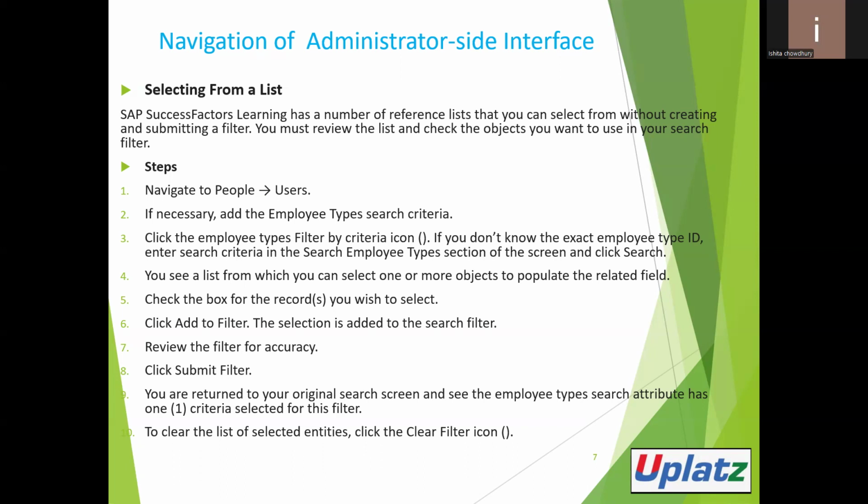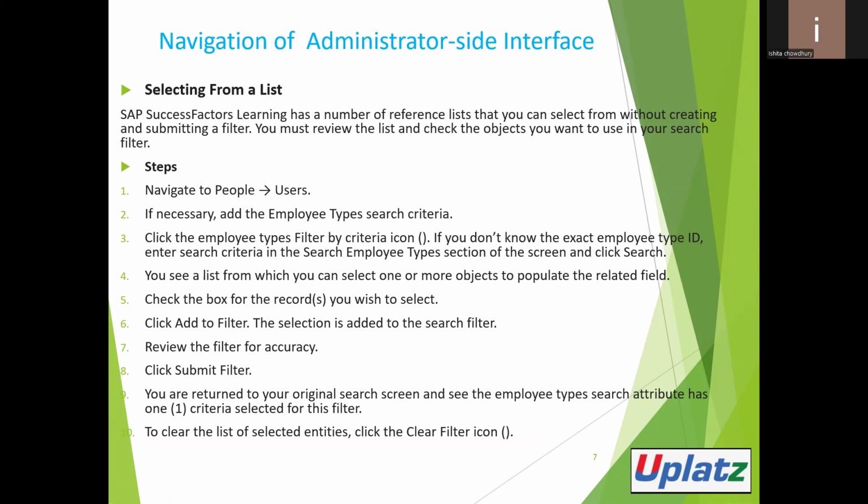So what happens? Use the employee type search criteria, right? Employee type filter by criteria icon. If you do not know the exact employee type ID, enter search criteria in the search employee type section of the screen and click search. You see a list from which you can select one or more objects to populate the related field. Check the box for the record which you wish to select. Click Add to Filter. The selection is added to the search filter.